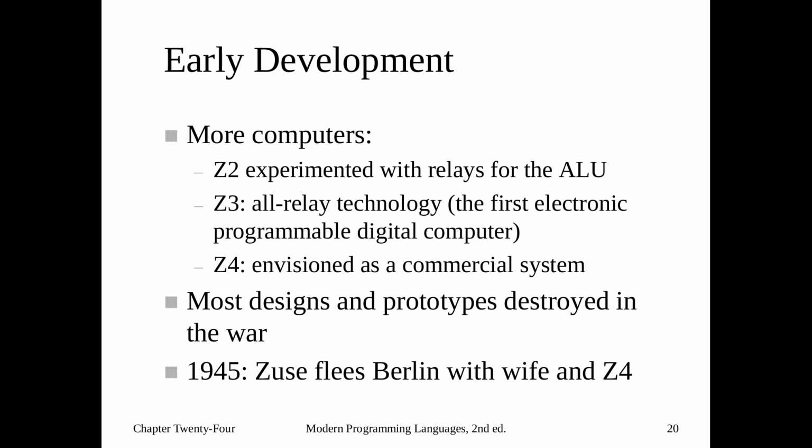Now, here's the problem, right? At the same time, Comrade Zeus is a Jew and living in Berlin in the 1930s and 40s. This is a dangerous time for him. And so in 1945, he fled Berlin with his wife in the Z4, but the rest of these machines were destroyed during the war.